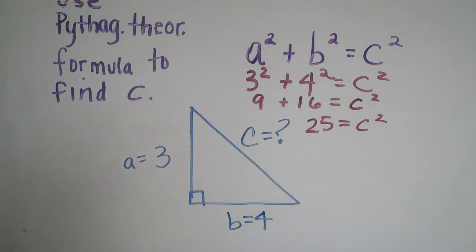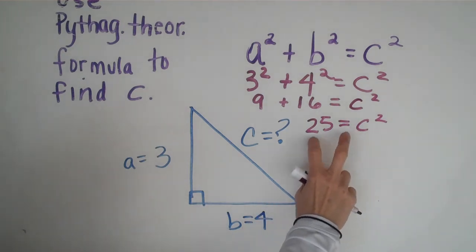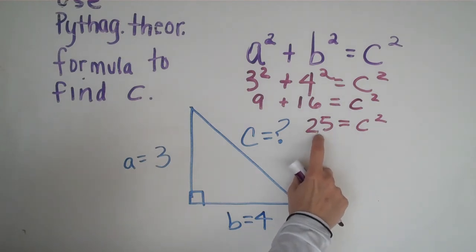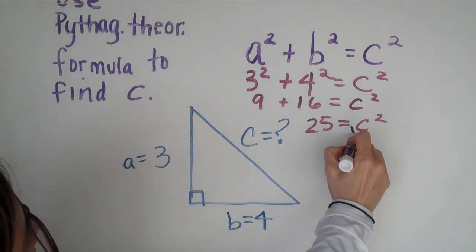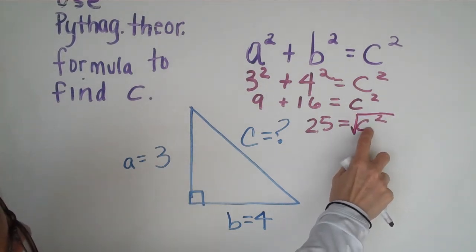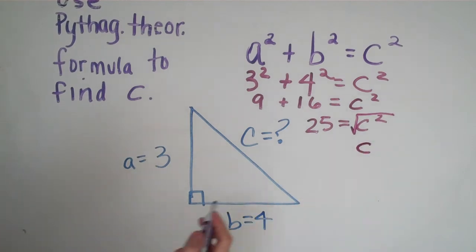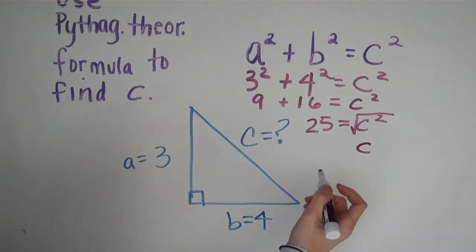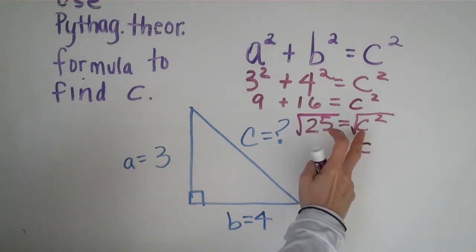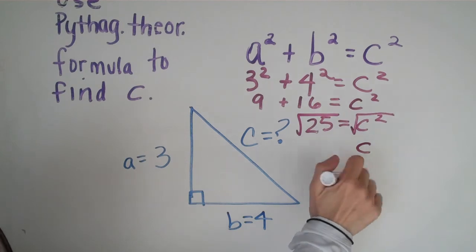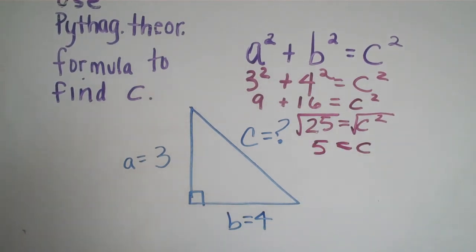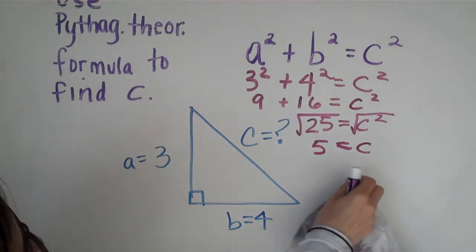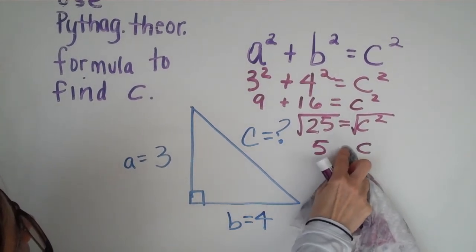The way that we do this is we get the square root of the 25. Because this is c squared, if you take the square root of c squared, it will just give you c. It's basically canceling out the square by getting the square root of it. As you know, if we do it on this side, we have to do it on this side. So the square root of 25 is 5. So c equals 5. That is your answer.